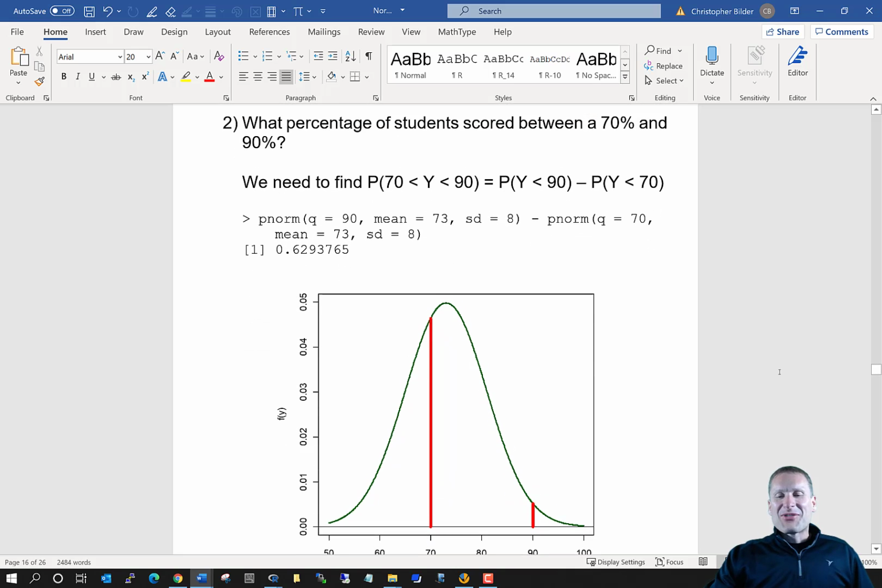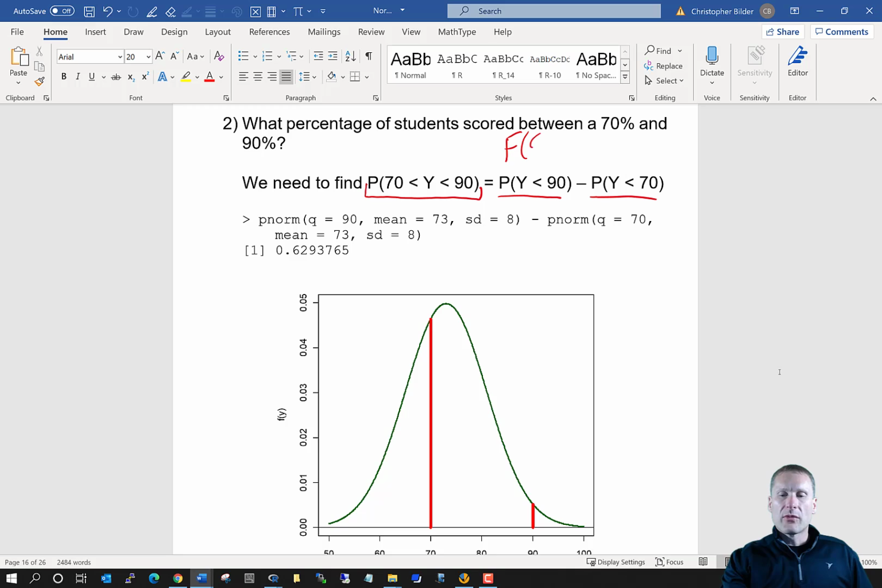Anyway, what percentage of students score between a 70% and a 90%? So again, we can plot it out, and we can see that looks like a pretty large area there. And the probability one particular student got between that grade level is equivalent to saying what is the percentage of all students within that grade level. And so we do what we just saw a few minutes ago. We break this interval up for this probability statement into two parts, so we can write this in terms of our CDF. Once we do that, we can use the P-norm function with it, and we get an area of 0.63 approximately.